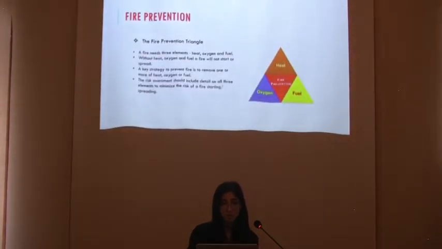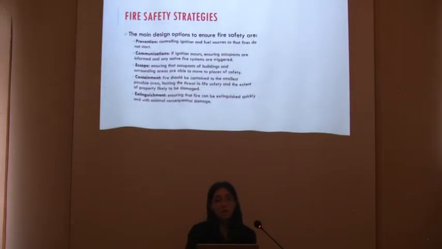The fire prevention triangle. A fire needs three elements: heat, oxygen, and fuel. Without heat, oxygen, and fuel, a fire will not start or spread. A key strategy to prevent fire is to remove one or more of heat, oxygen, or fuel. The risk assessment should include detail on all three elements to minimize the risk of fire starting and spreading. The main design options to ensure fire safety are prevention, communications, escape, containment, extinguishment.